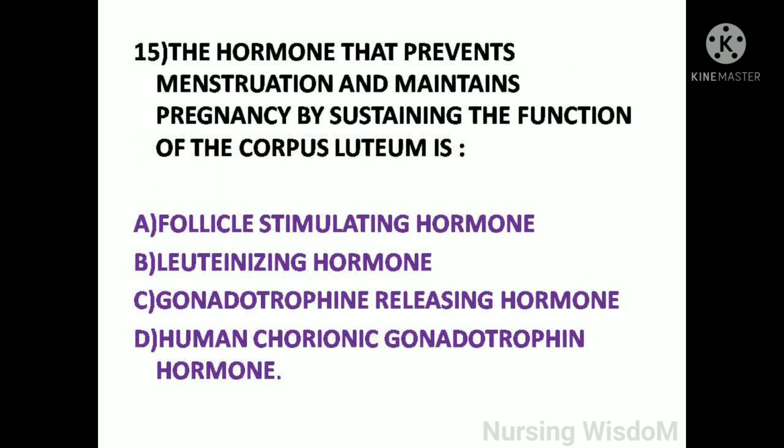Next question: the hormone that prevents menstruation and maintains pregnancy by sustaining the function of the corpus luteum is option A, follicle stimulating hormone; option B, luteinizing hormone; option C, gonadotrophin releasing hormone; option D, human chorionic gonadotrophin hormone.